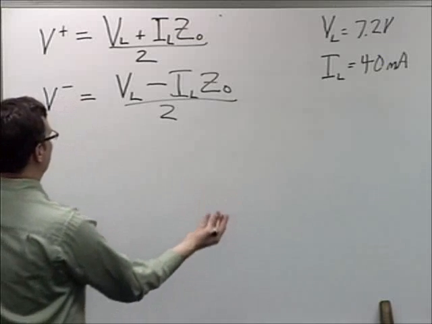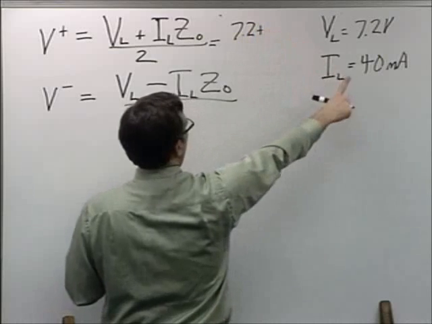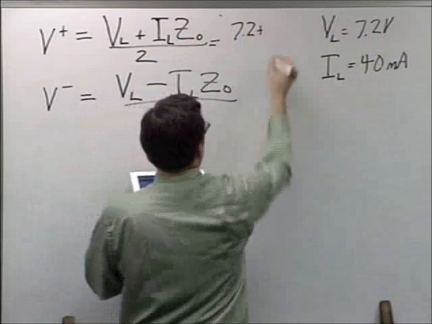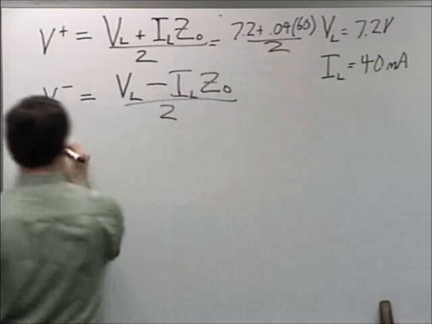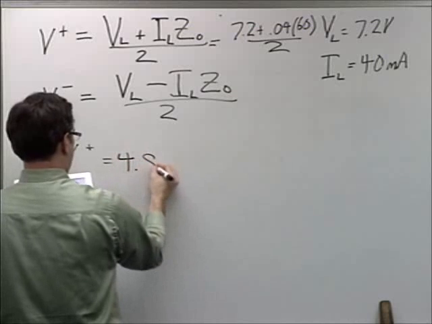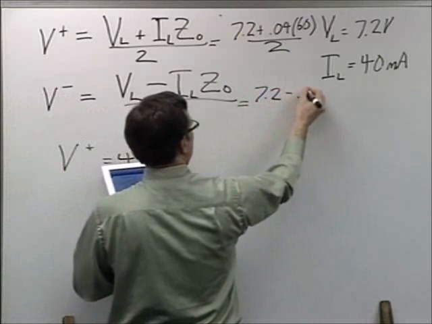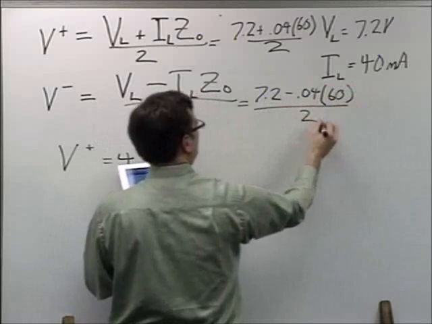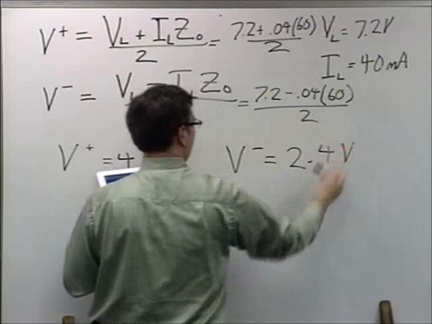Then let's see if this makes sense. What is my forward propagating voltage? 7.2 plus 40 milliamps times a 60 ohm line, 0.04 times 60 divided by 2. What I get in this case is that my forward propagating voltage is 4.8 volts. And likewise, when I flip the sign, 7.2 minus 0.04 amps times my 60 ohm transmission line over 2, I get that my V minus is 2.4 volts.